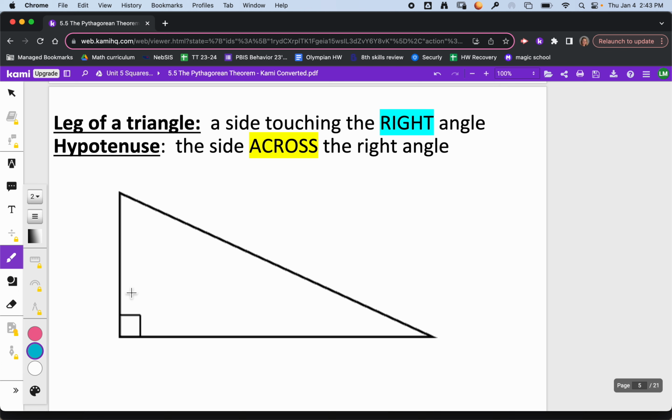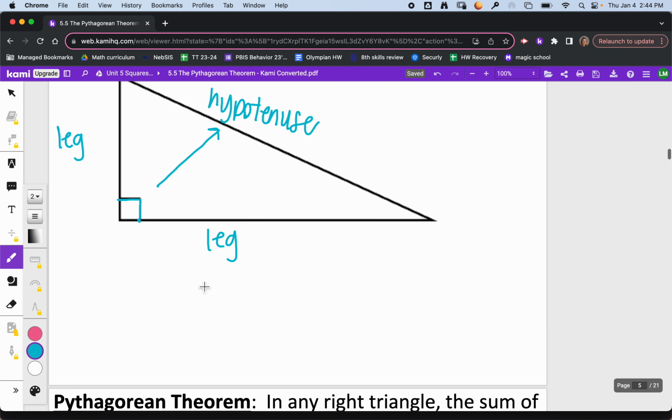Legs are the sides touching the right angle, so you have a leg here and a leg here. Notice they're making the right angle. And then we have a hypotenuse that is across from the right angle, so if you look directly across the right angle, this right here is the hypotenuse. This would be a great thing to copy in your notes along with the triangle. And when you're ready, go ahead and click play.